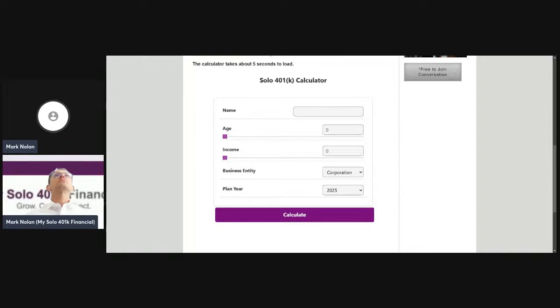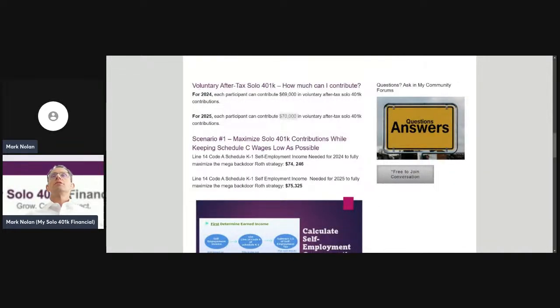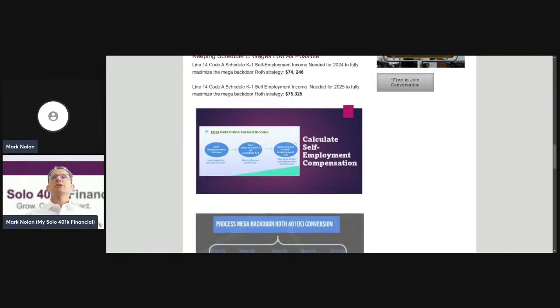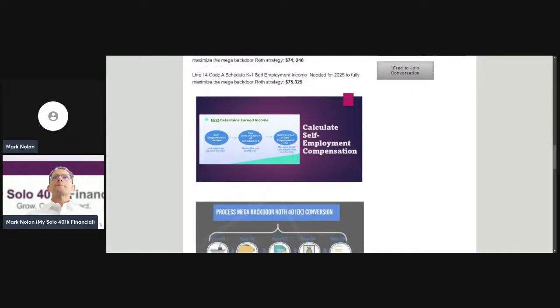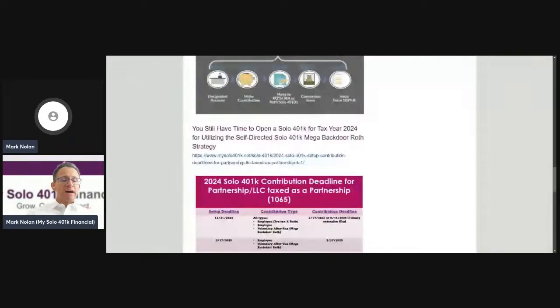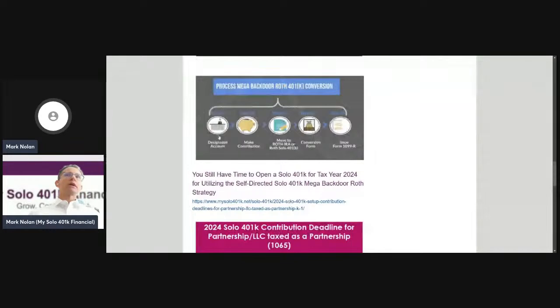Let's go back to our main slides here. Okay. So once you make that voluntary after-tax solo 401k contribution to the designated voluntary after-tax solo 401k holding account, that is the bank account or brokerage account under the solo 401k, because remember, you need to have separate holding accounts for each contribution source and for each participant. So this designated account would be labeled voluntary after-tax.